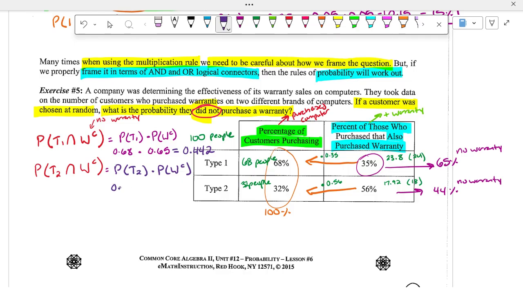So that would be 0.32, which is the probability that they buy a Type 2 computer, times 0.44, which is the probability that they don't get a warranty for that computer. So what would that be? So that's 0.1408.